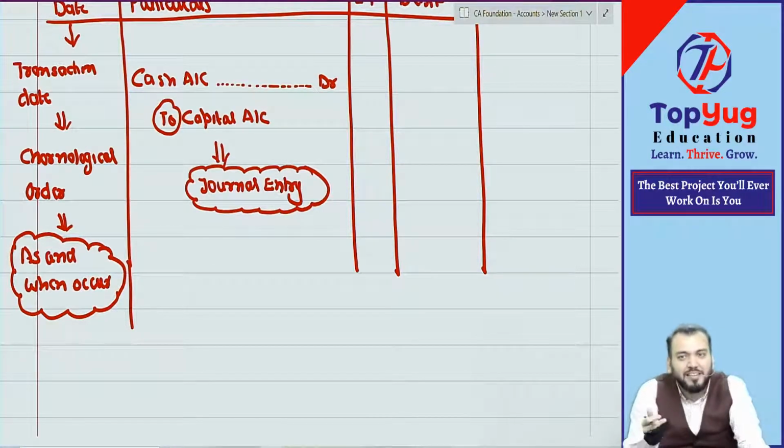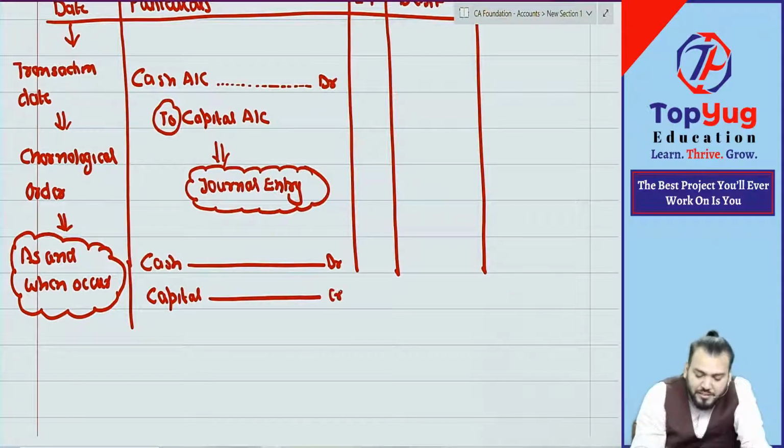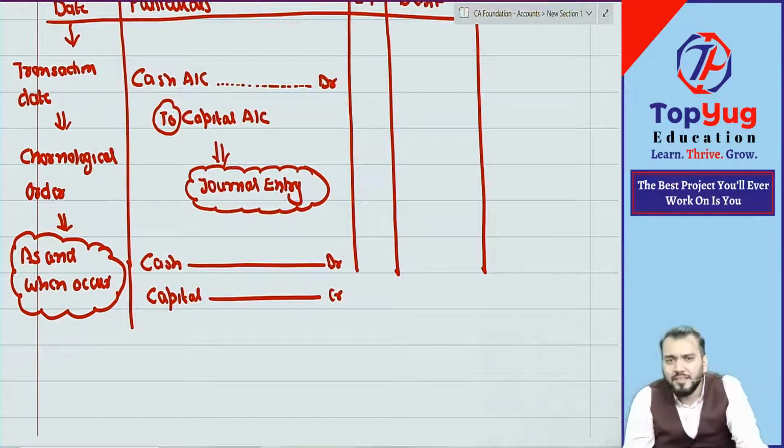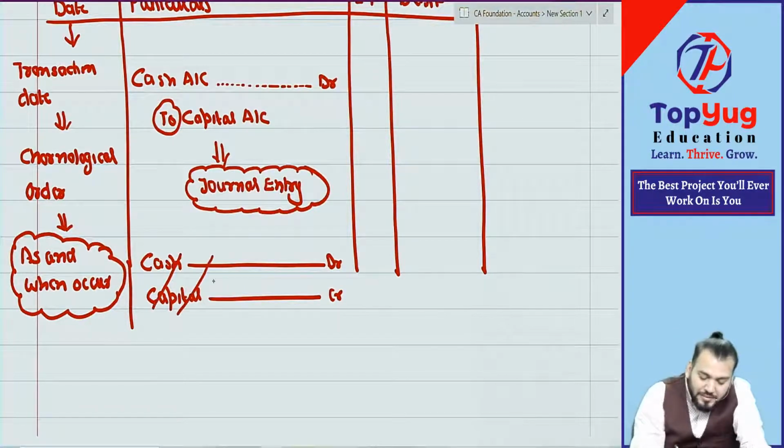However, in practice, once you become a chartered accountant, you can write in this way also. If I write cash account debit and capital account credit, can I say this will give the same meaning? This will also give the same meaning, but it will not be followed in the exam.